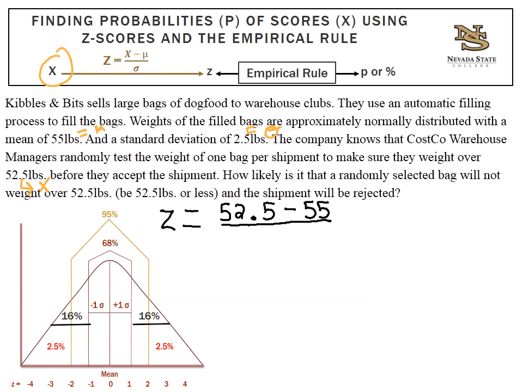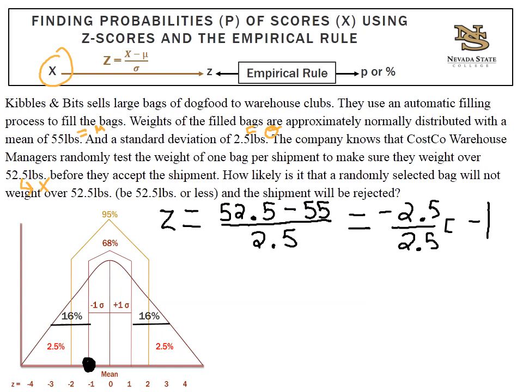So 52.5 minus 55, divided by our standard deviation of 2.5, equals... 52.5 minus 55 is negative 2.5, divided by 2.5, the standard deviation, and you get negative 1. So if you randomly selected a bag and it was 52.5 pounds exactly, that would put you right here, right? That's kind of the cutoff for shipment rejections.